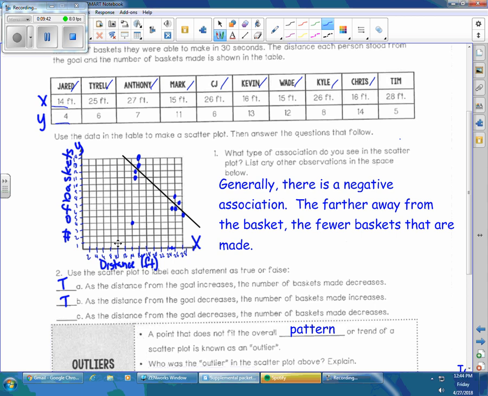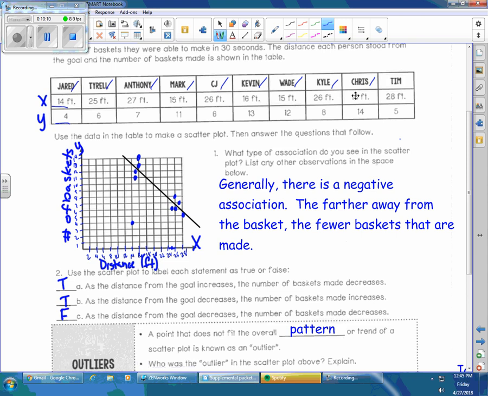So if my number of baskets are increasing, I'd be going up here. That means the number of baskets made is decreasing. I'd be right around here. If I'm going backward, then I'd expect more baskets to be getting made. Okay, so part C, as the distance from the goal decreases, the number of baskets made decreases. That's not true. That one is false.